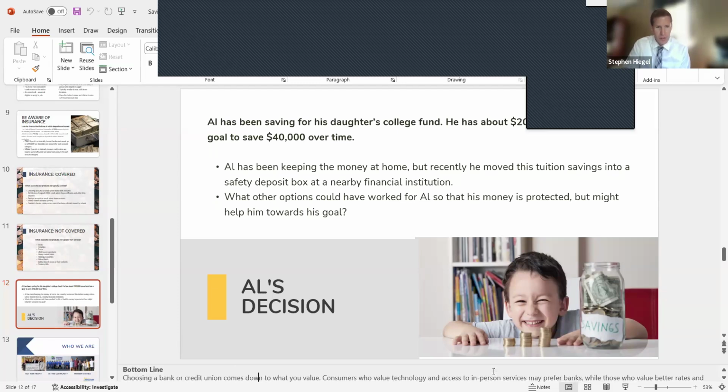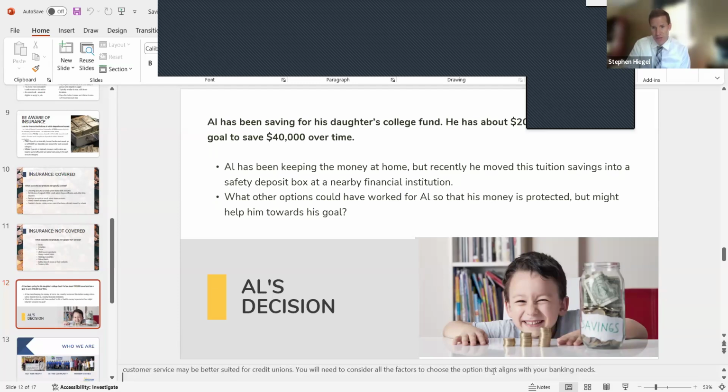The bottom line is choosing a bank or credit union comes down to what you value. Consumers who value technology and access to in-person services may prefer banks, while those who value better rates and customer service may be better suited for credit unions. You will need to consider all the factors to choose the option that aligns with your banking needs.